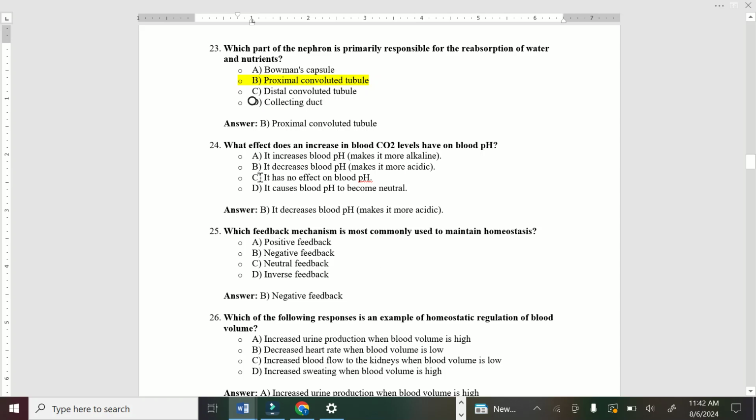The next MCQ is: what effect does an increase in blood CO2 level have on blood pH? A. It increases blood pH. B. It decreases blood pH. C. It has no effect on blood pH. D. It causes blood pH to become neutral. So the correct option is B. It decreases blood pH.